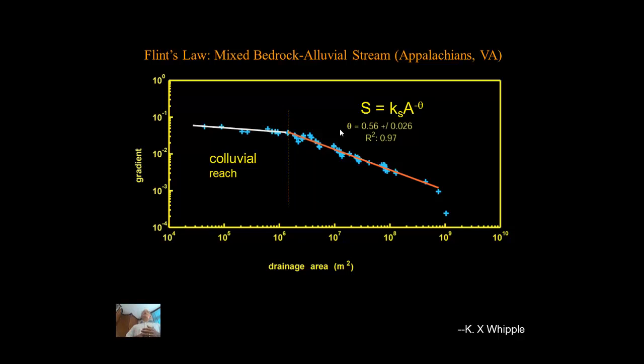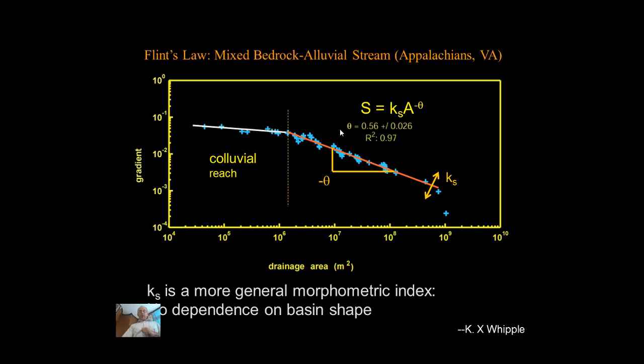And so there's the transition there. We have a colluvial reach, which is just the very top in the mountains, the steep channels dominated by colluviation, and then we have the regular fluvial system. There's the concavity, and Ks is our position up and down for that line. So Ks seems to be a more general index. It doesn't seem to depend on the shape of the drainage or the size of it.